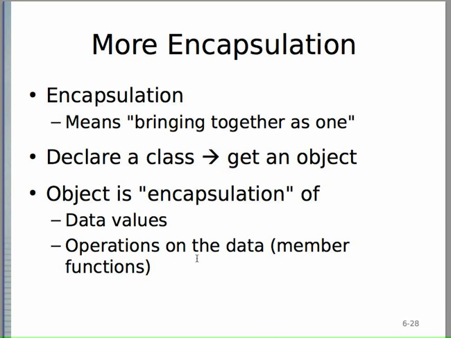Okay, so encapsulation also means bringing together as one. That is, you take a whole bunch of things, like let's say you encapsulate all the information about a person into a person class. So for example, name, date of birth, ID, whatever. We put that into one thing. So it's bringing together as one. So when we declare a class, we get an object. An object is an encapsulation of data values and operations on the data.